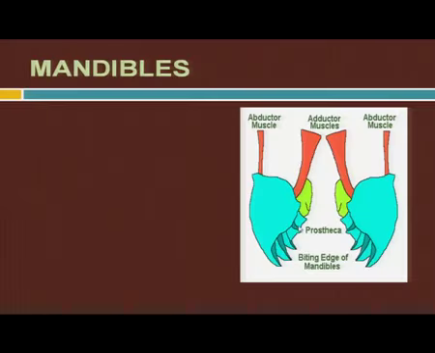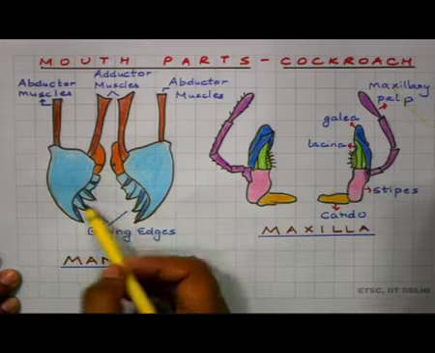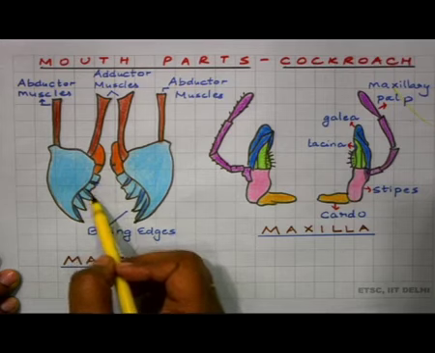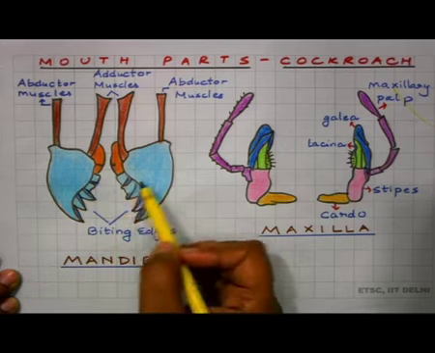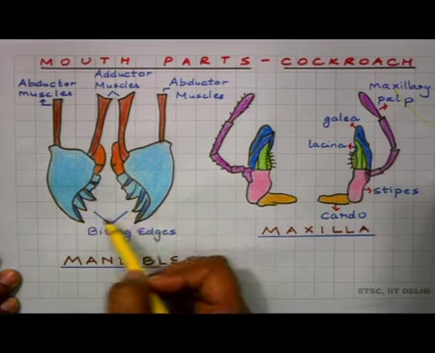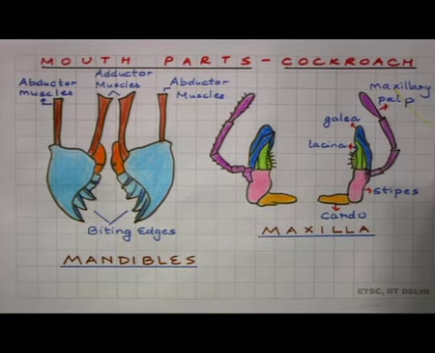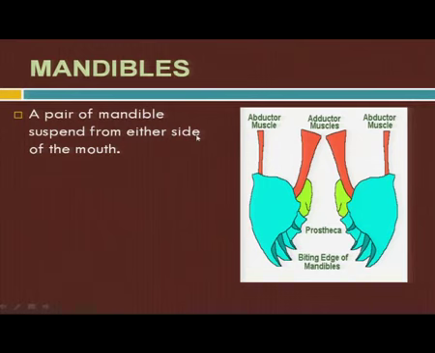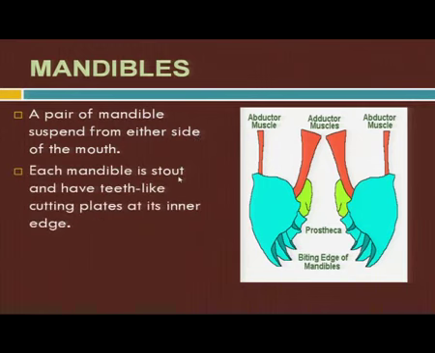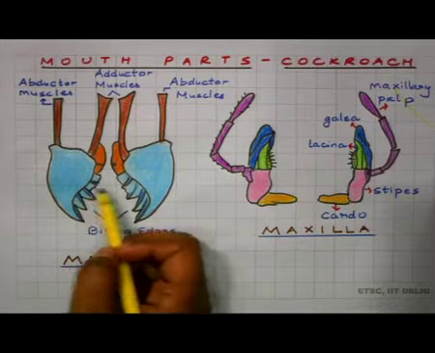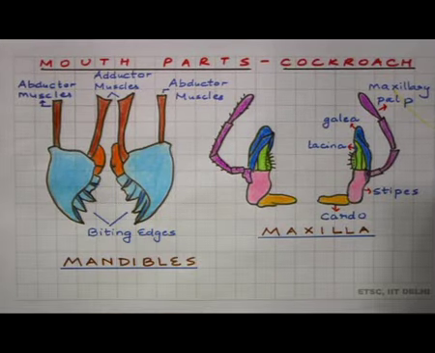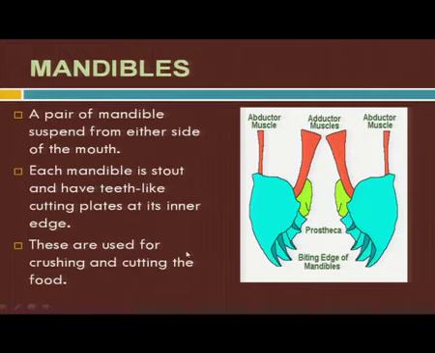Next, coming on to the mandibles, as you can see in this picture, you can guess what the function can be. You can see here that they have claw like structures with teeth like structures which are the biting edges. So, these act like teeth, they help in chewing the food. A pair of mandibles is suspended from either side of the mouth. Each mandible is stout and has teeth and cutting plates at its inner edge. These are used for crushing and cutting the food.